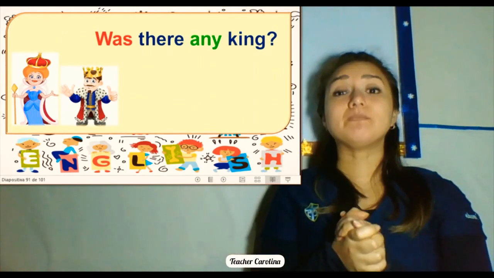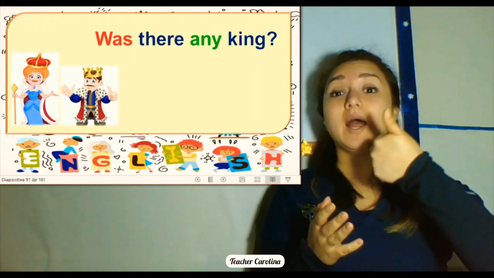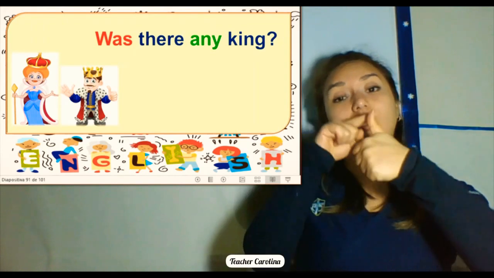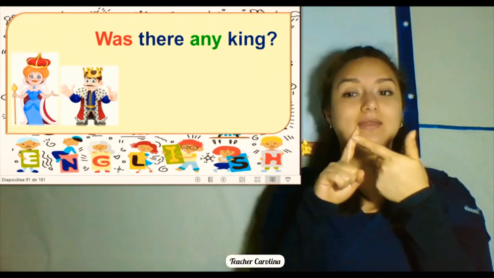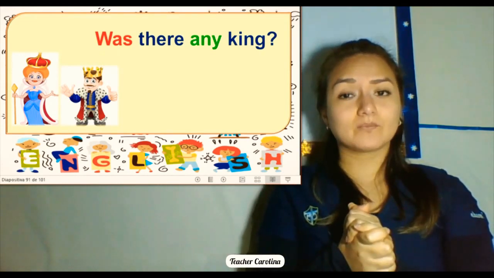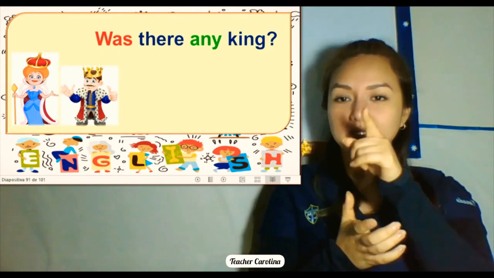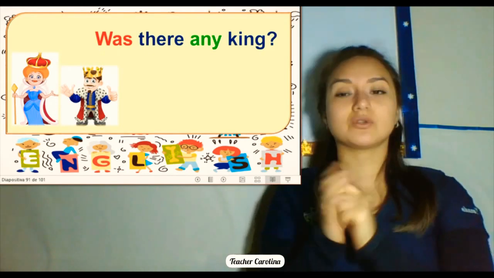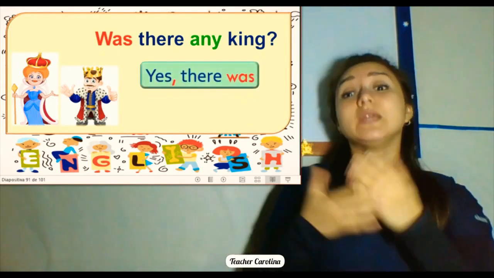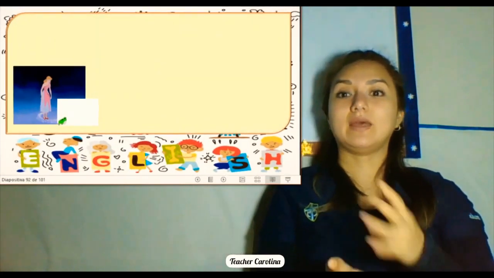We have in here, take a look at the pictures. Look at the pictures. We have a queen and a king, right? That is a picture of a queen and a king. So it says, was there any king? Which is going to be the answer according to that question and according to the pictures? Yes or no? Yes, right? So, yes, there was.